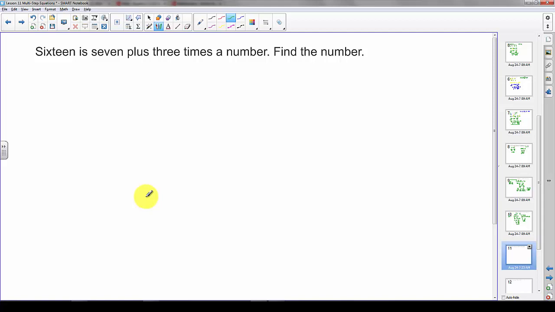Next, it says 16 is 7 plus 3 times a number. And I want to find the number. Key word in this case is "is," and that's our equal sign. So it says 16 is 7 plus 3 times the number. I'll use n for the number. So here's our equation. I have to undo the constant term first because I have my multiplication here. I'll add a negative 7 to both sides.